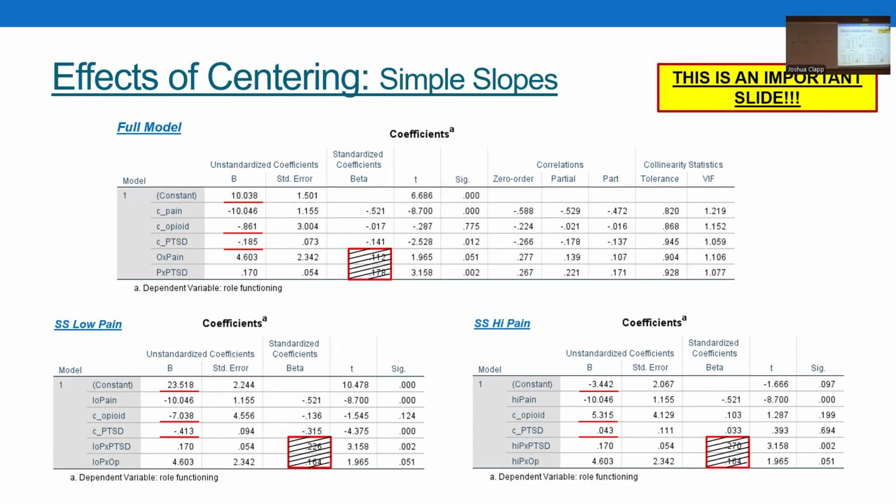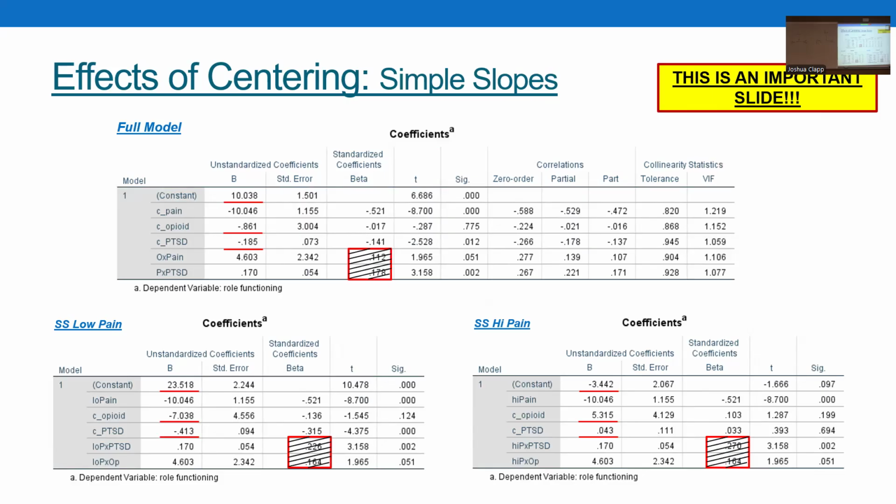Notice here that my interaction term coefficients don't change at all, right? If you're seeing changes in your interaction terms, you know something has gone wrong. You need to go back through and figure out where you've messed something up. But most of your first order effects are changing. Your intercept is changing, because we're recentering where your expected value is.